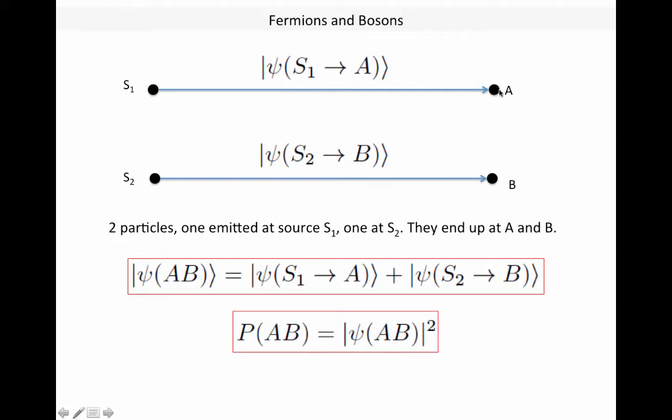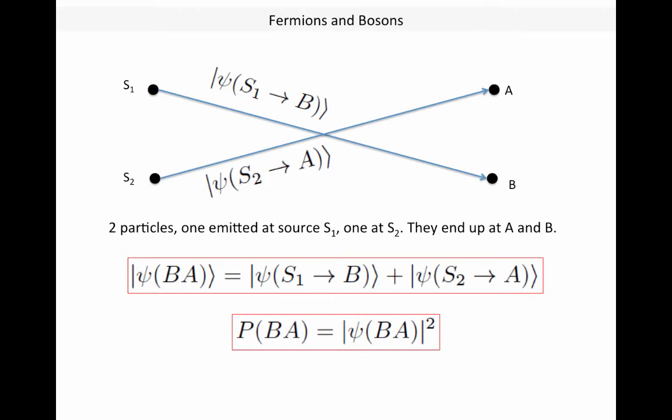And so the probability of detecting a particle at A and a particle at B is just the sum of these two wave functions, and the probability is the square of this wave function here. But there's another possibility. Okay? The particle emitted at S1 could end up at B, and the particle emitted by source S2 could end up at A.